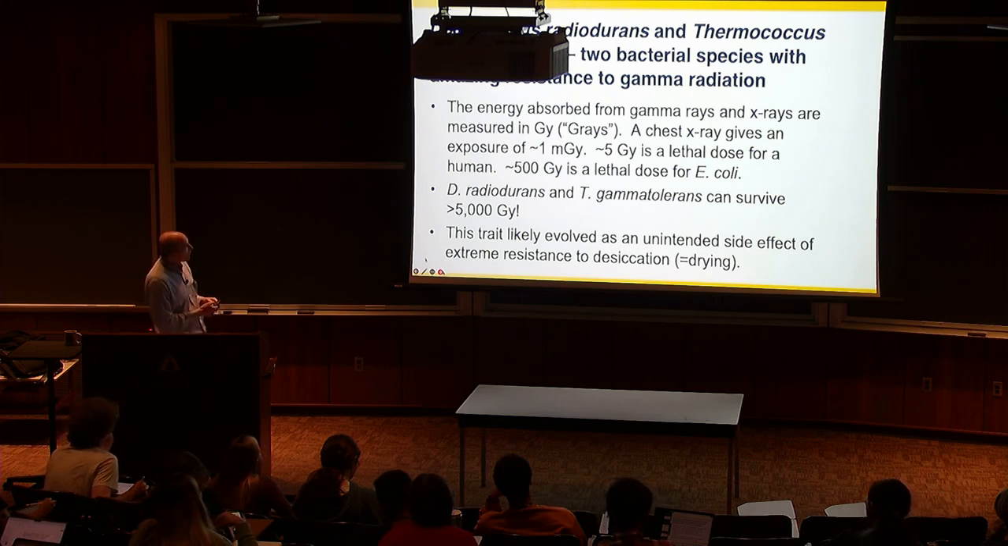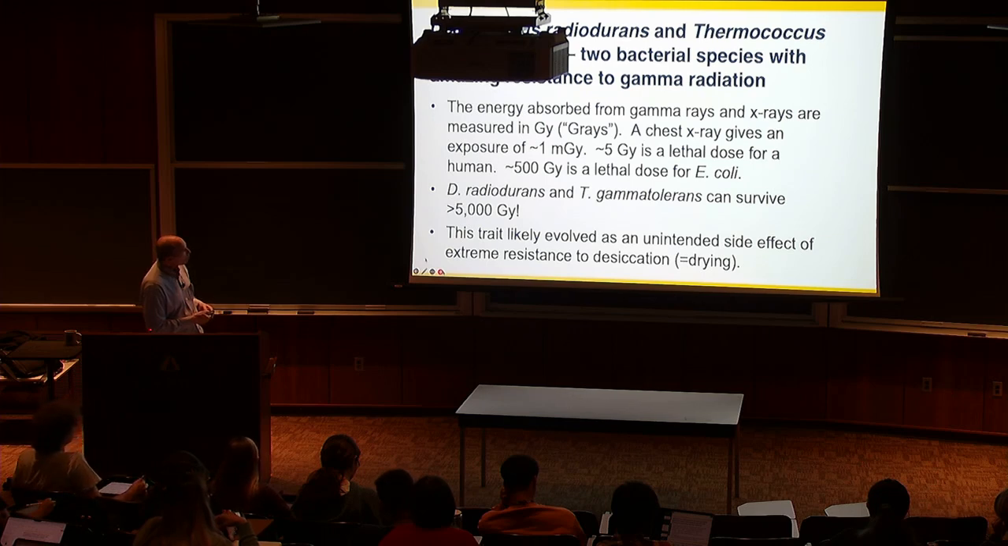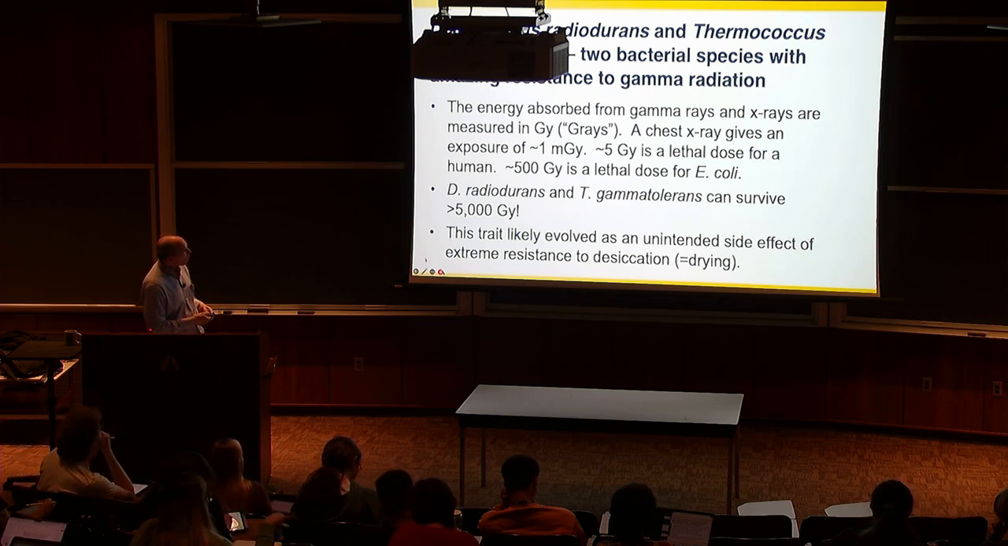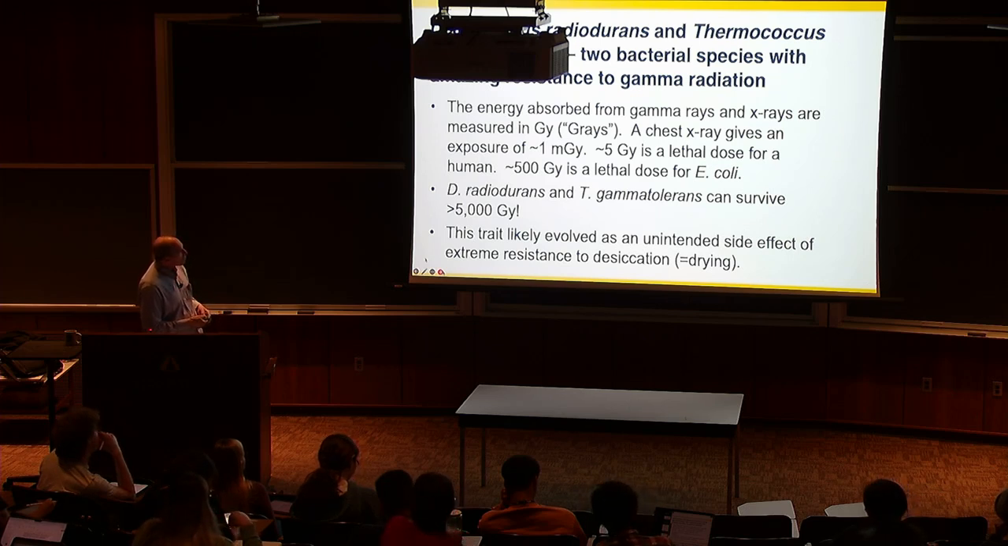And just to give you an idea how radiation resistant these are, the radiation from gamma rays and X-rays is measured in a unit called grays, Gy, and a chest X-ray gives an exposure of about 1 milligray, 1/1000th of a gray. 5 grays, 5,000 times that, is a lethal dose for us, and 500 grays is a lethal dose for E. coli. But Deinococcus radiodurans and Thermococcus gamma tolerans can survive 5,000 grays, 10 times more than E. coli.